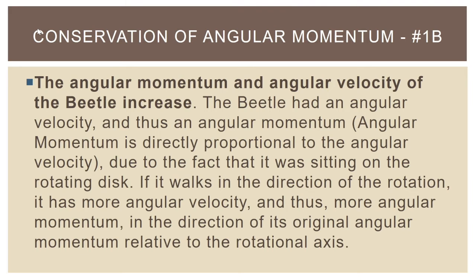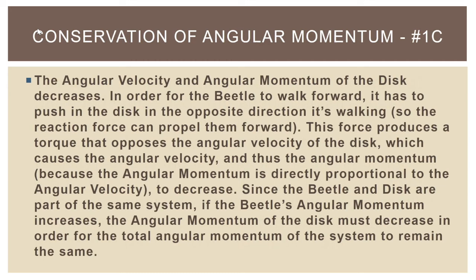All right, now for 1C, the reason why I asked you to consider these together is because I really do think these answers are integrally related. The angular velocity and angular momentum of the disk have to decrease. The total stays the same, right? And so if the angular momentum of the Beetle goes up, the angular momentum of the disk has to go down to compensate.